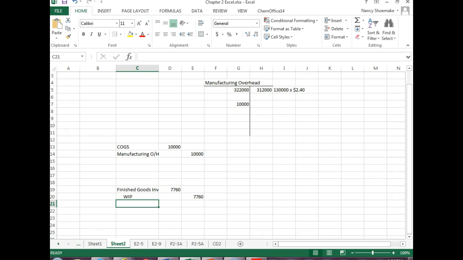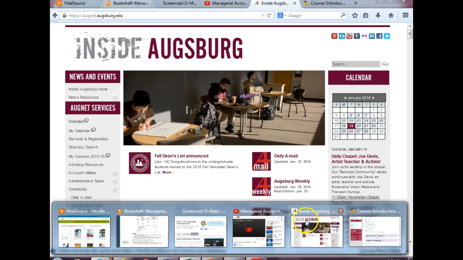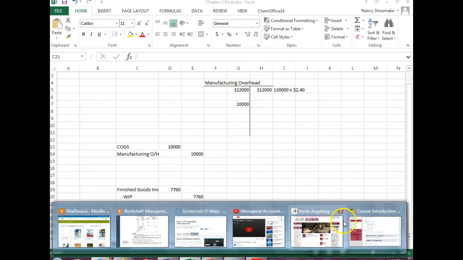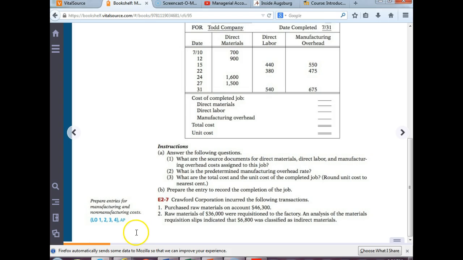E27. Is this helpful to go over problems? Yes, no? Yes. E27.